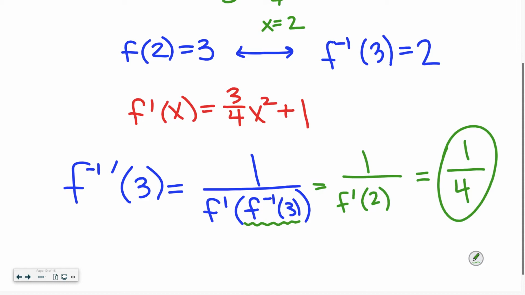Yes. I'm just lost. Where'd you get 1 from? So f prime of 2, if we plug 2 into our derivative, 3/4 times 2 squared plus 1 gave us 4. And so I replaced my denominator with 4. Okay.